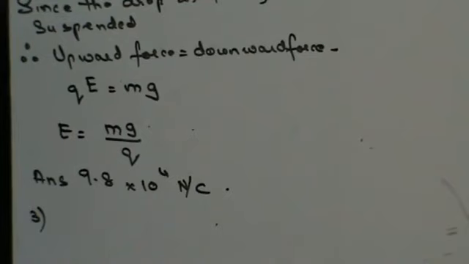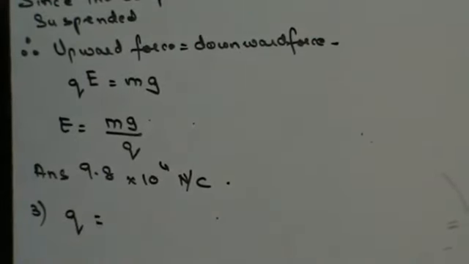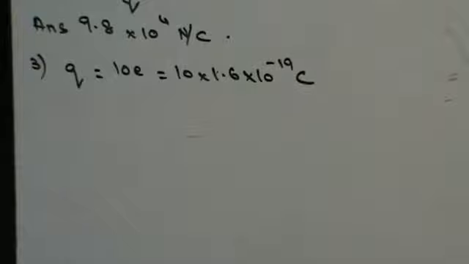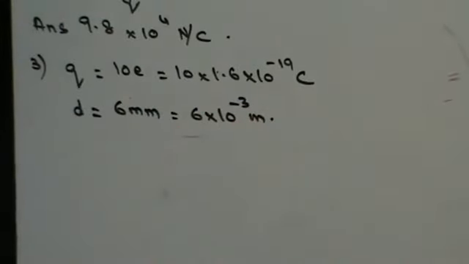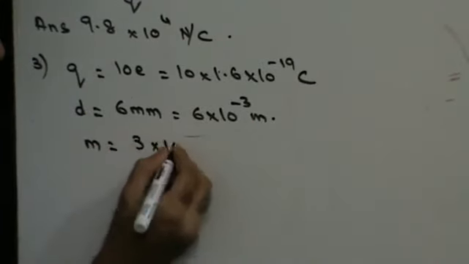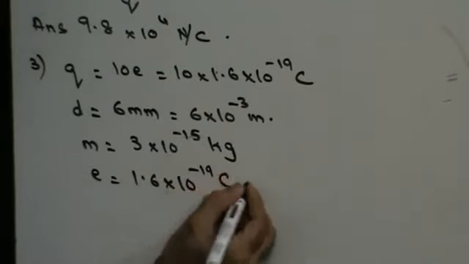What voltage is required to balance an oil drop carrying a charge of 10 electrons located between plates which are 6 millimeters apart, if the mass of the drop is 3 into 10 raised to minus 15 kgs and charge on electron is 1.6 into 10 raised to minus 19 coulombs.